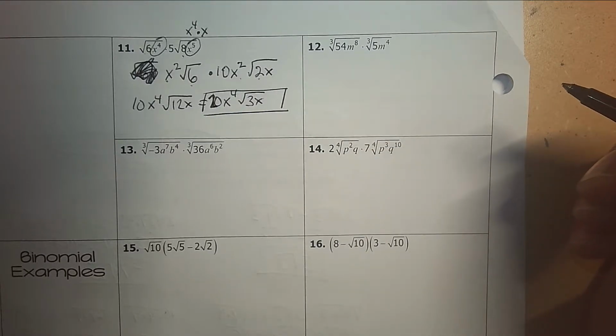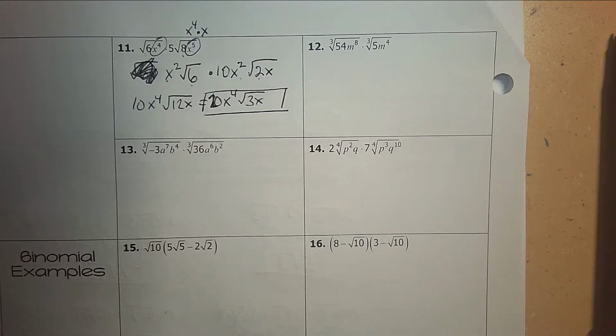Number 12. So I got to try 12, 13, 14. And then I'll write it down to see if you did it right. And then what happens when you have a binomial radical?